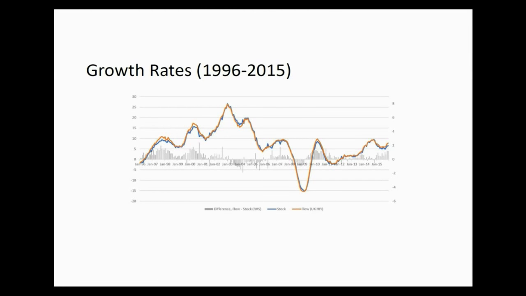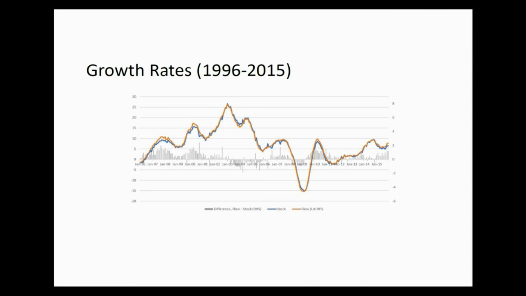And there's actually quite a lot of variation, as you can see. The differences can be minus 5% or plus 5%. So there's quite a lot of variation going on there over time. So generally they do vary together, but there's also quite a lot of differences as well.